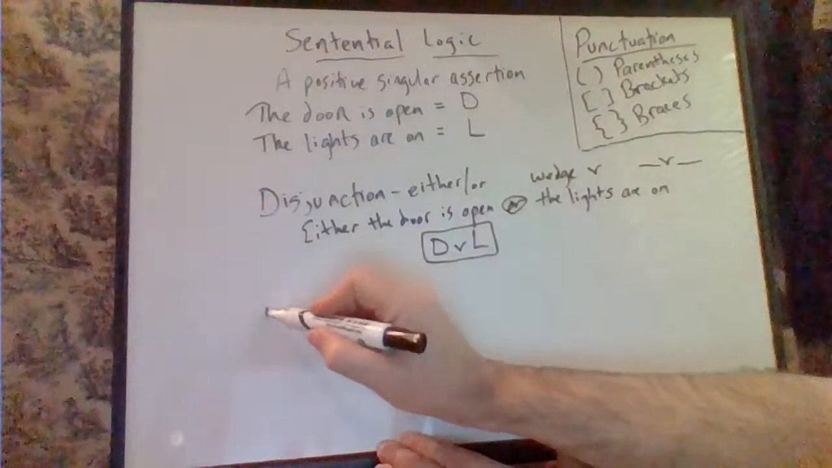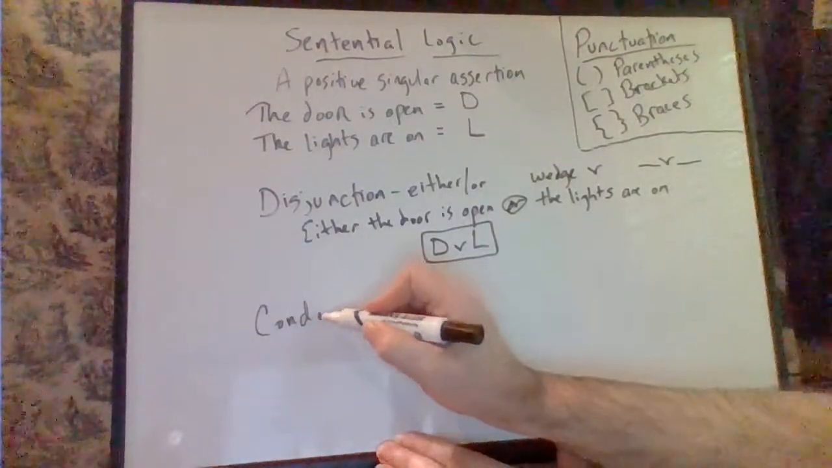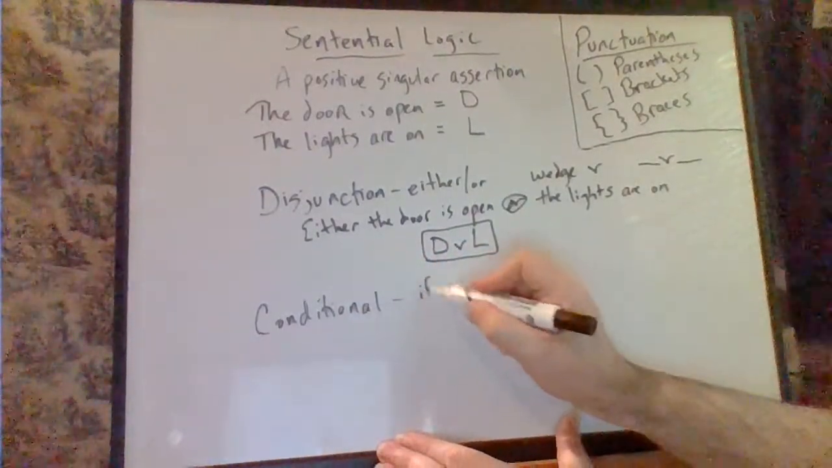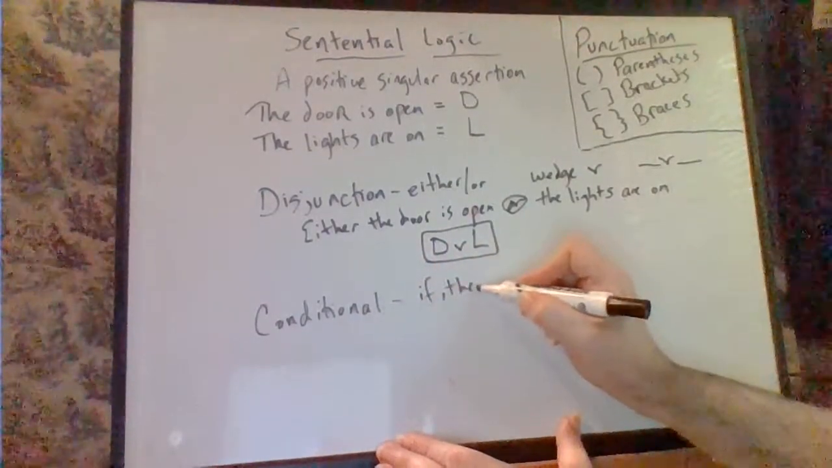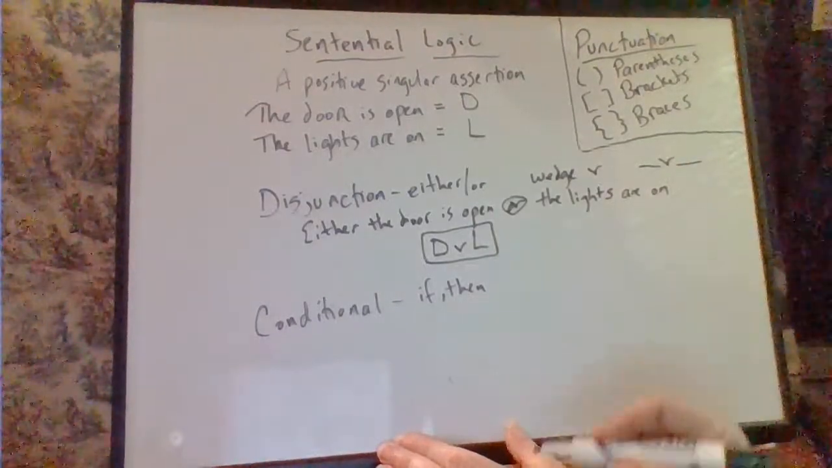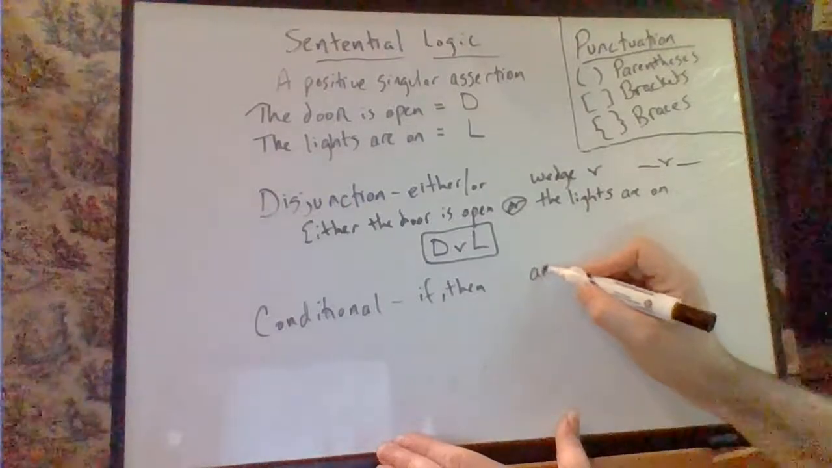And then we have a conditional statement, which is the if-then statement. Okay? If one thing occurs, then another thing will follow from it. And the symbol that's used there is an arrow.